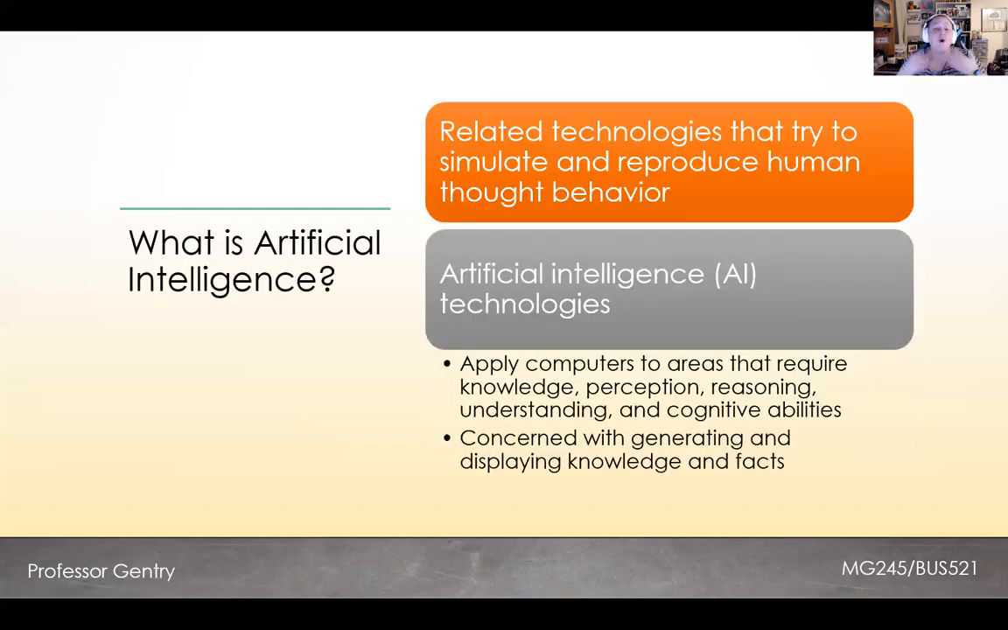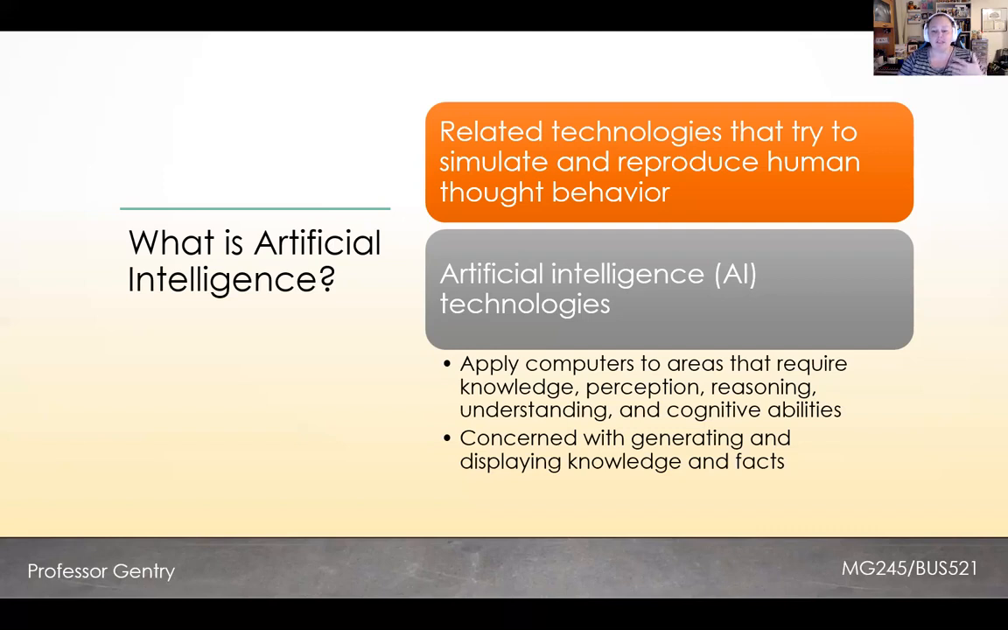So let's start off. What is AI? AI consists of related technologies that attempt to simulate what a human might think, how a human behaves, and even how a human may feel. The AI technologies apply computer concepts to areas such as knowledge, perception, reasoning, understanding, and other cognitive abilities.